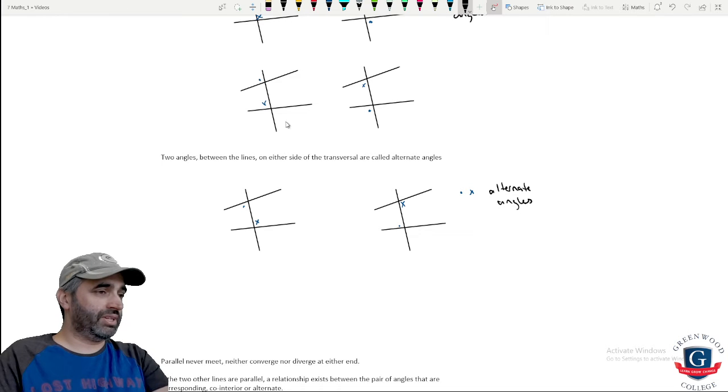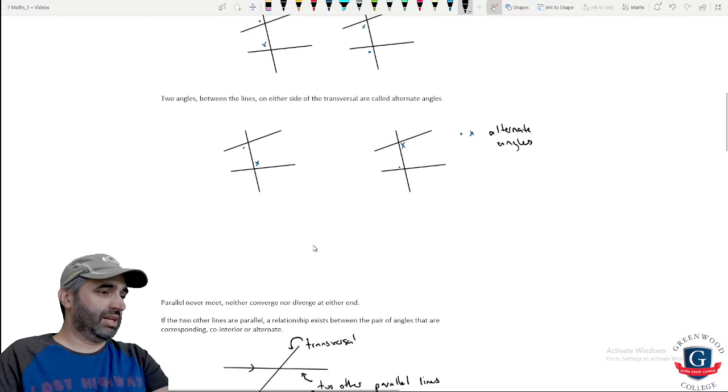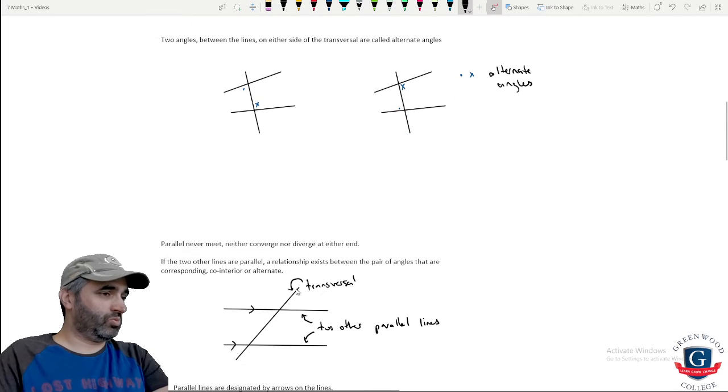Now, once we've dealt with transversals crossing any two lines, we're going to look at a specific case when it crosses parallel lines. And parallel lines never meet. So they neither converge nor diverge. If this extends and this extends, it will never meet and it will never get further apart. And typically you put a little arrow on them to indicate that they are parallel.